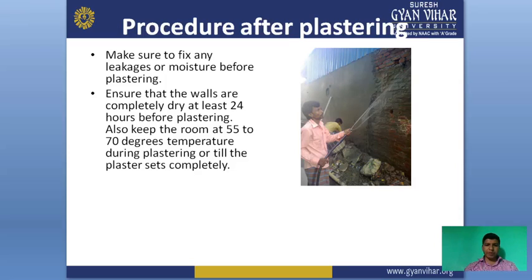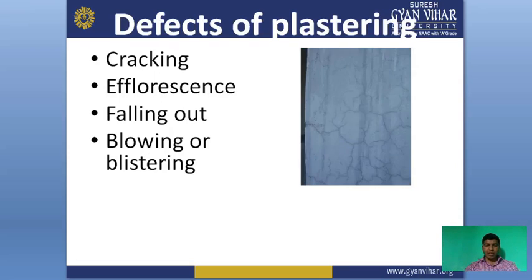This is the complete procedure after plastering is used. And next is what are the common defects of plastering. The first defects are cracking, efflorescence, falling out, blowing or blistering. Cracking means if we are using high grade, the plaster may crack. Efflorescence occurs when there is no proper setting of plastering.